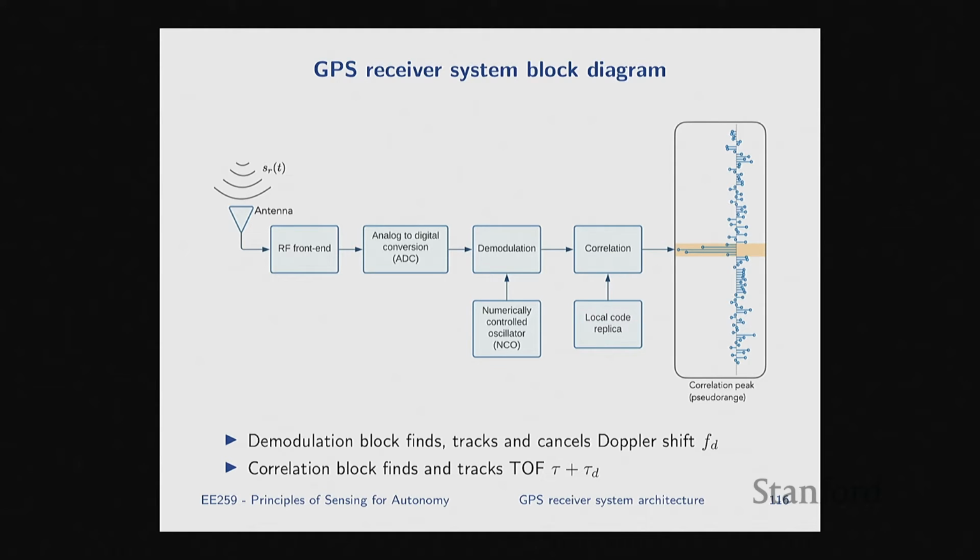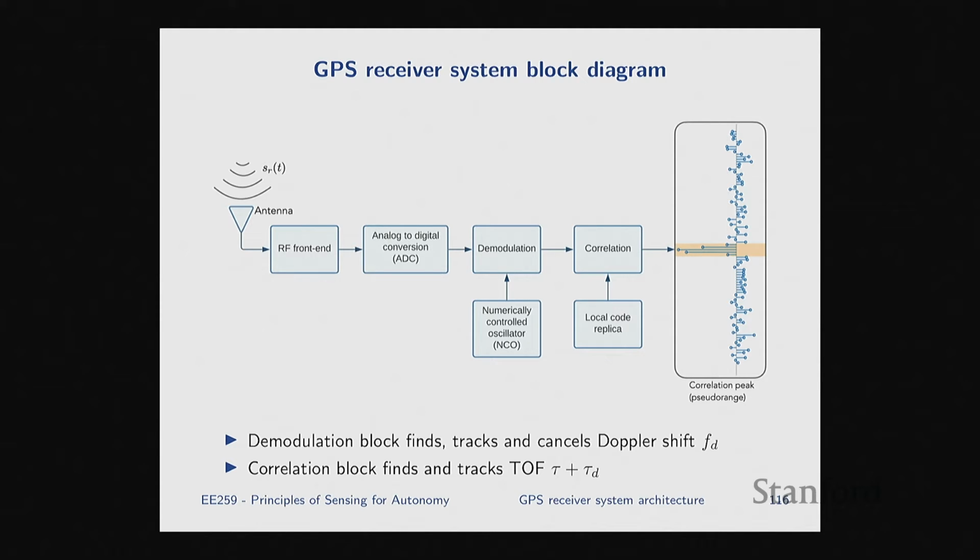And at the output of the correlation, we need to basically find and track the peak index, which basically is a measure of the pseudo range, right? The demodulation block specifically finds and tracks and cancels the Doppler shift for us, as we will see. And the correlation block, as we know, basically finds and tracks tau plus tau_d, so the pseudo range. Okay, so this is high level.